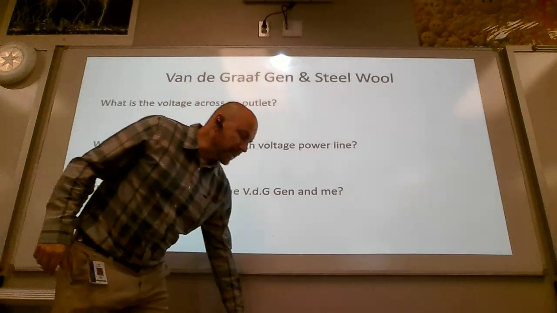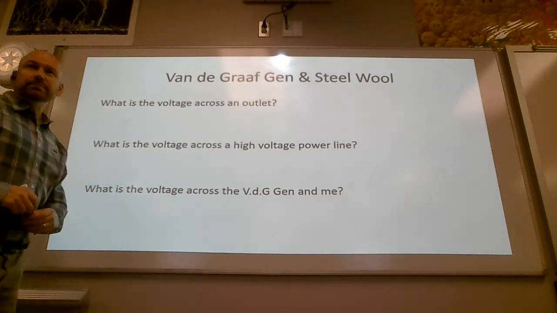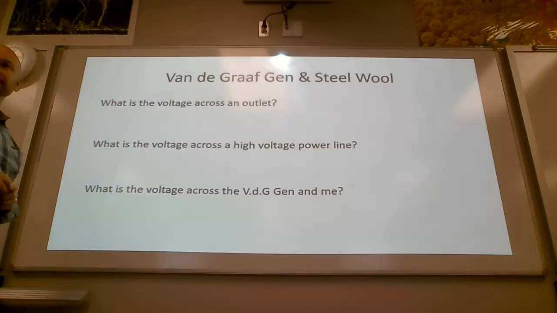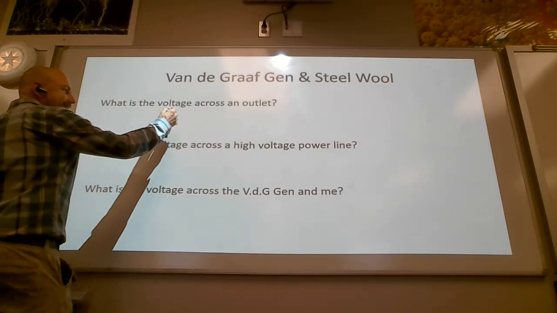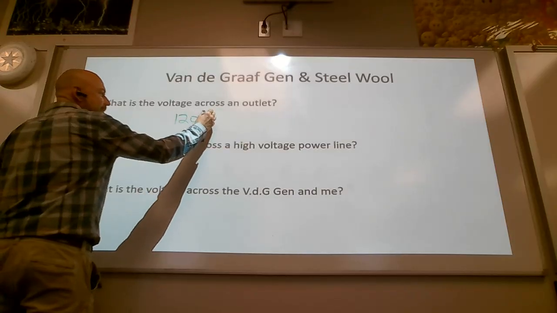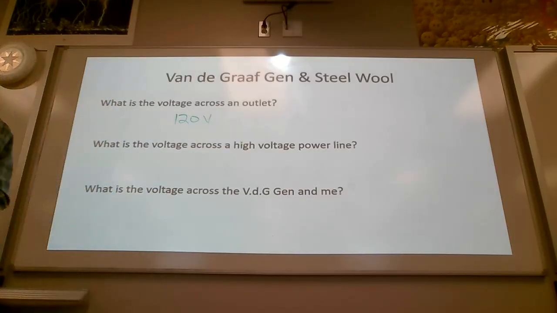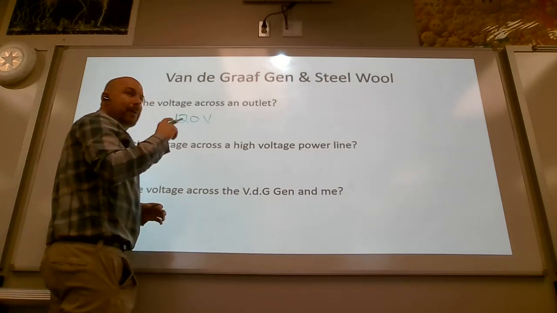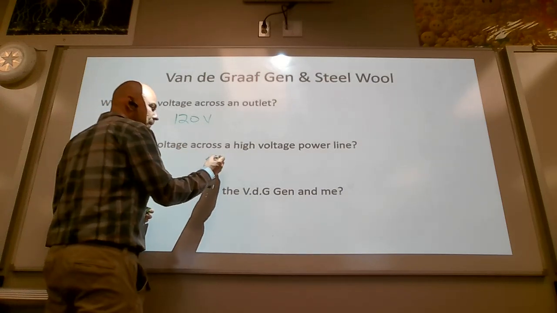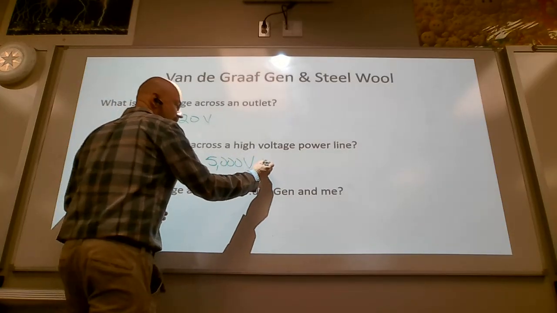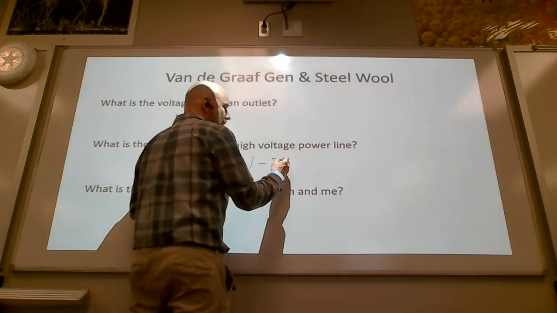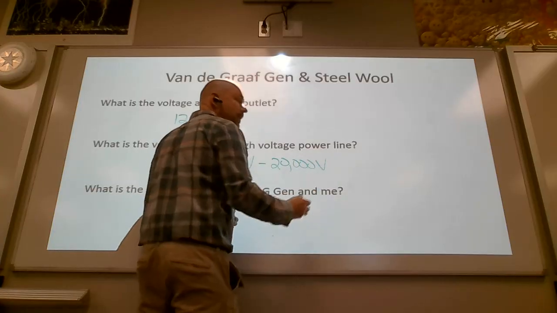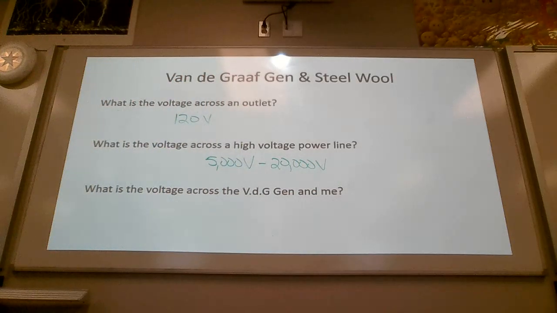What is the voltage on an outlet? Depending on who you talk to, 110, 120. Okay, 120 volts. On a high voltage power line, those warning high voltage signs, I've seen them from 5,000 to 20,000.